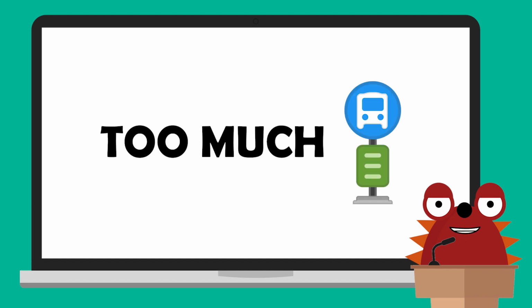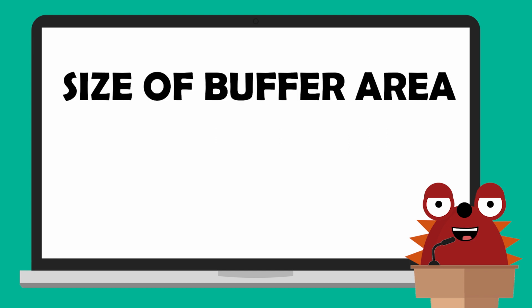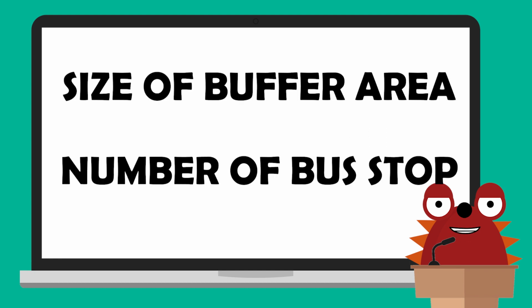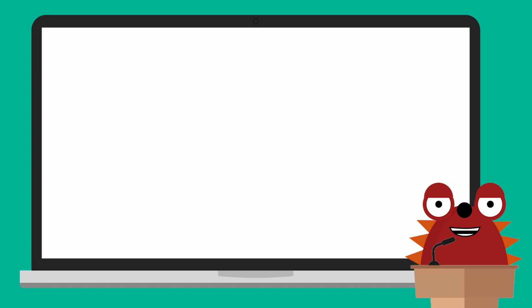For bus, since the number of bus stops is too large, there is no meaning in finding a buffer area. So we used the count points in polygon function to count bus stops in each gu. After that, multiply the size of the buffer area and the number of bus stops and divide it by the area of each gu. This value can be used as a factor.